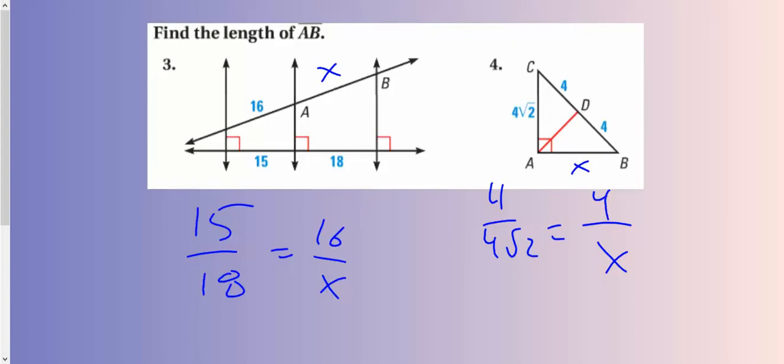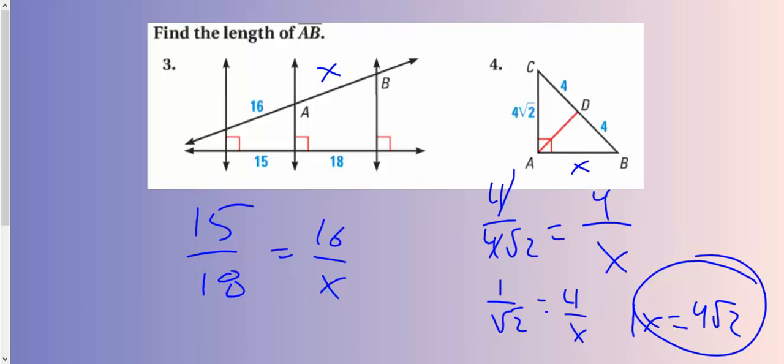I can reduce the 4 and the 4 here to 1 over root 2, and that will make the problem a little bit easier, actually. So cross multiply, and you have 1x equals 4 root 2. So there's your value of x. You'll see here that I reduced that fraction. You can do that. You'll get the same answer if you don't, but if you recognize that, you can make the problem a little bit easier.